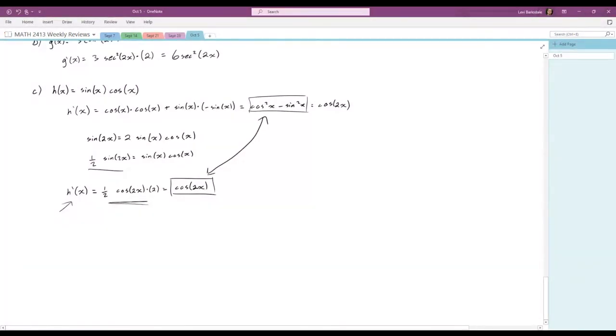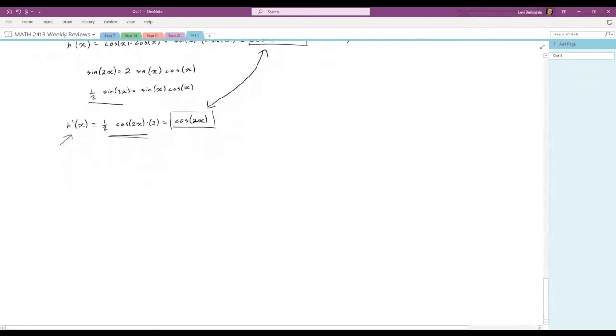All right. Any questions on these trig functions? Derivatives of trig functions? Not terrible. It's just you do have to memorize a bunch of trig derivatives.